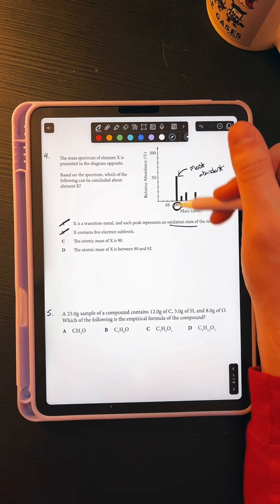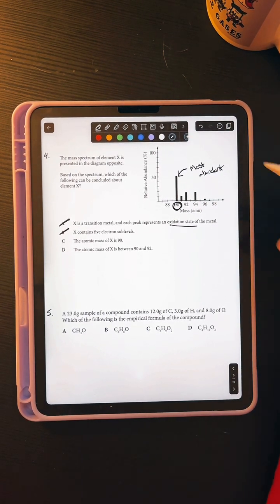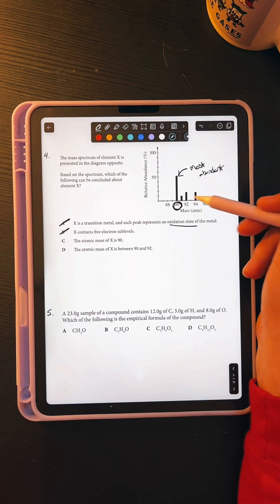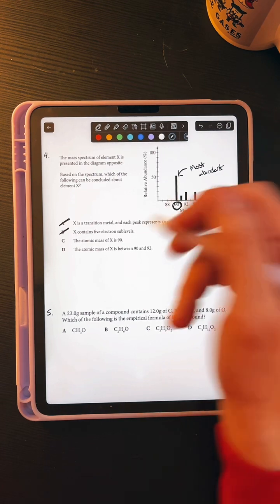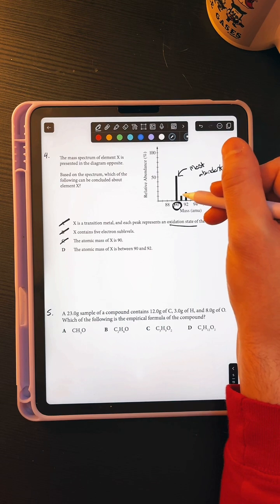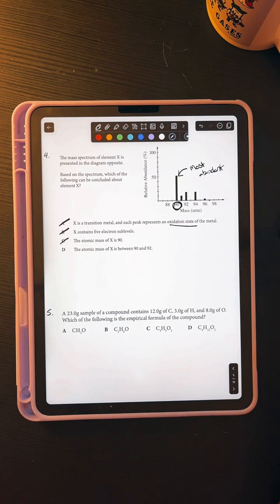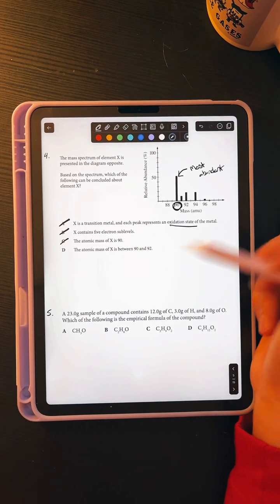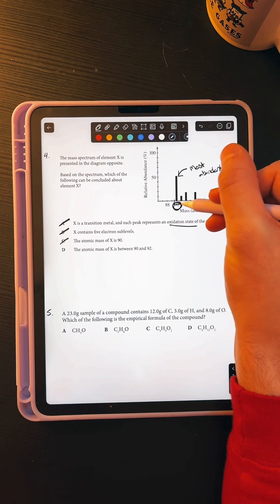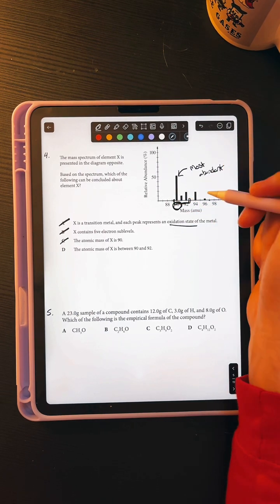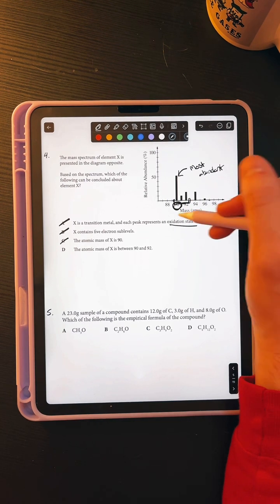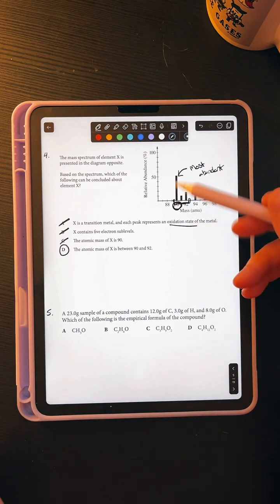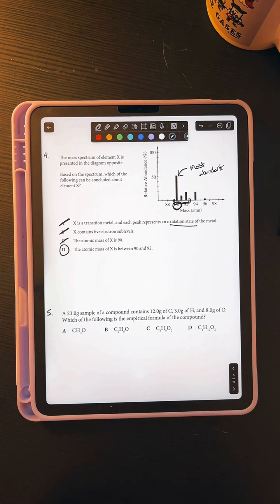The atomic mass of X is 90. So we said that that's the most abundant peak, but that doesn't necessarily mean that that's going to be the atomic mass, because the atomic mass is the average mass over all of your isotopes. So that's actually not going to be the answer because we have more isotopes that are going to contribute to our mass. And then the atomic mass of X is between 90 and 92. Well, if we look here, a majority of our sample of this element has a mass between 90 and 92. So that is going to be our answer. Remember, mass spec just tells us the relative abundance of our masses of the elements or our compounds.